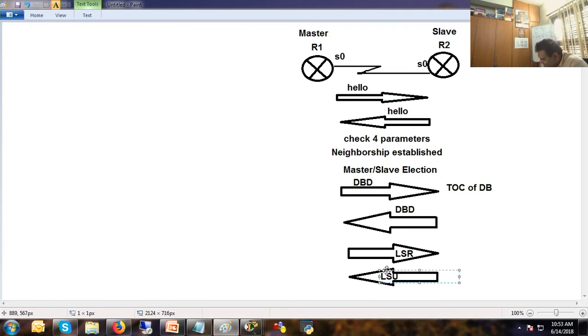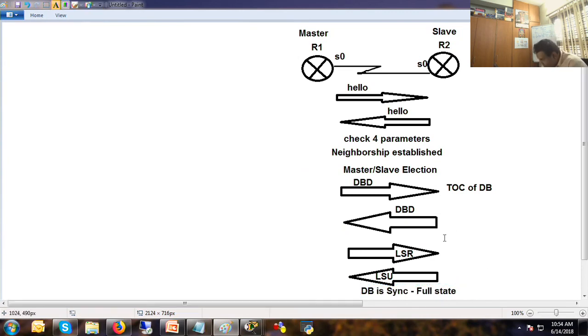Understand? LSR, LSU. Then the database is synchronized. We call it full state. What state? Full state. Before this, the state is called the loading state. Okay, now this is the process. So you understand this process, right?